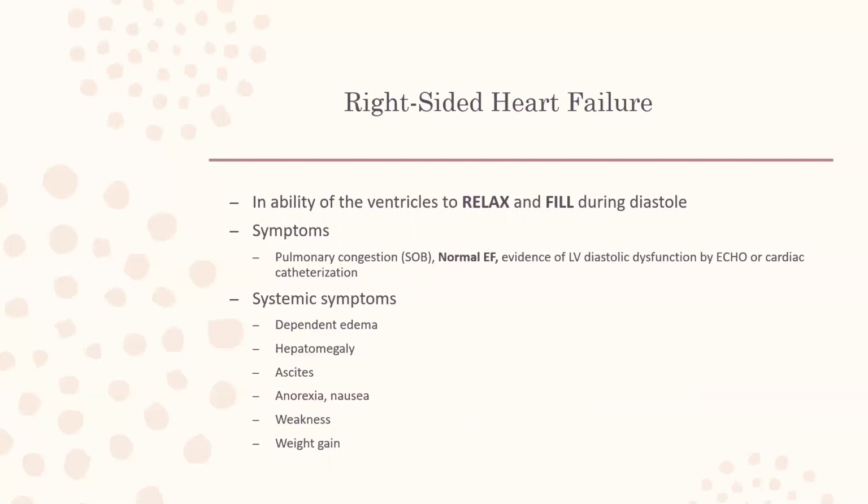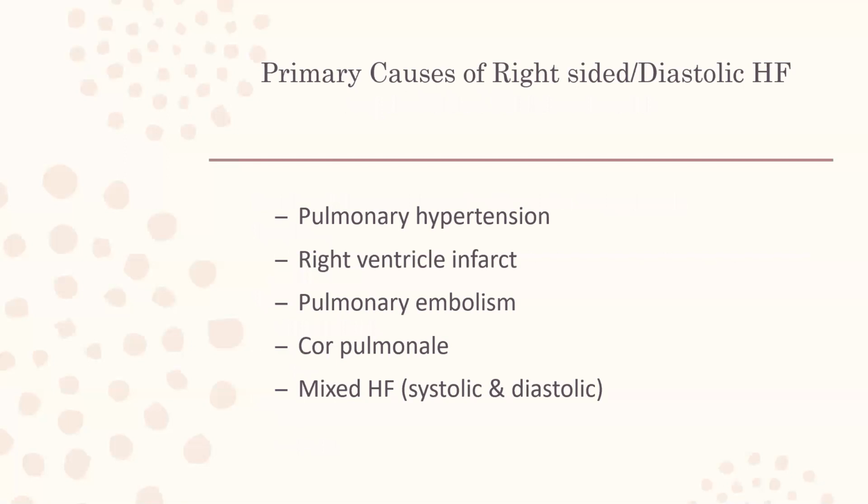So those systemic rest of the body symptoms are going to be the dependent edema, ascites, weakness, weight gain, anorexia, nausea. Something that you wouldn't necessarily see would be hepatomegaly. So the primary causes of right-sided or diastolic heart failure: pulmonary hypertension, an infarct in the right ventricle, pulmonary embolism, cor pulmonale, or the mix of the systolic and the diastolic heart failure.